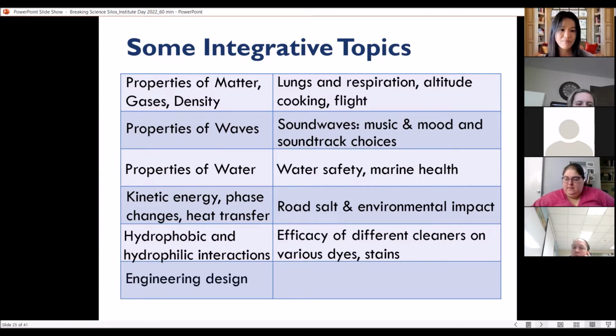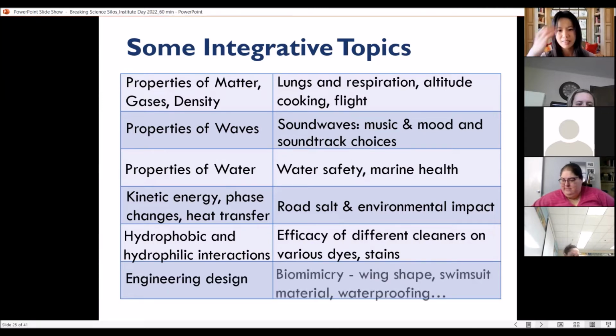And finally, if you have an engineering design or makerspace capability in your school, one really nice tie-in is to look at biomimicry, right? Which is essentially designing something for our use based on something that's actually in the wild, right? So maybe what is the most optimal wing shape, right? What is the best swimsuit or wetsuit material? What is the best way to waterproof something? This is not an exhaustive list by any means, just a jumping ground to get some ideas. And I'm going to show some examples on the next few slides, and then we will wrap up.